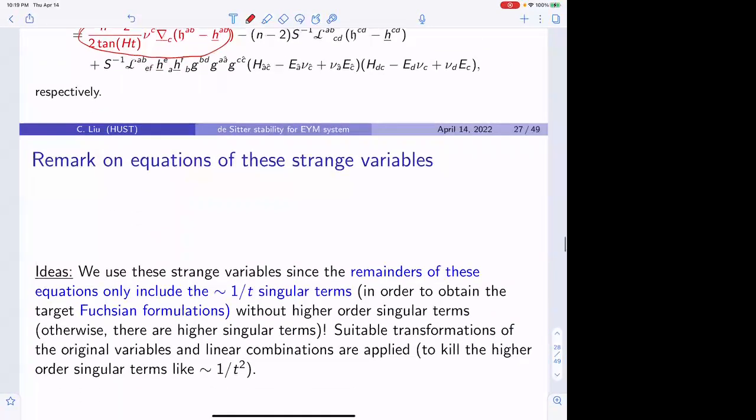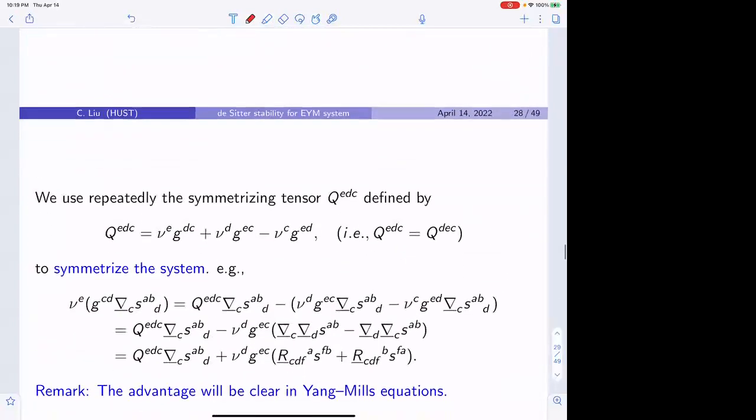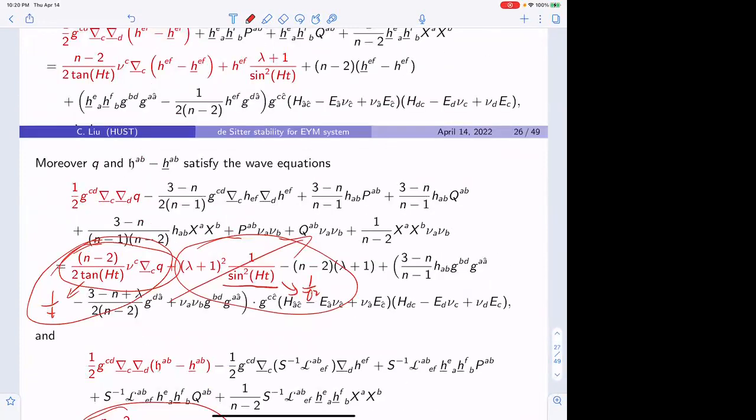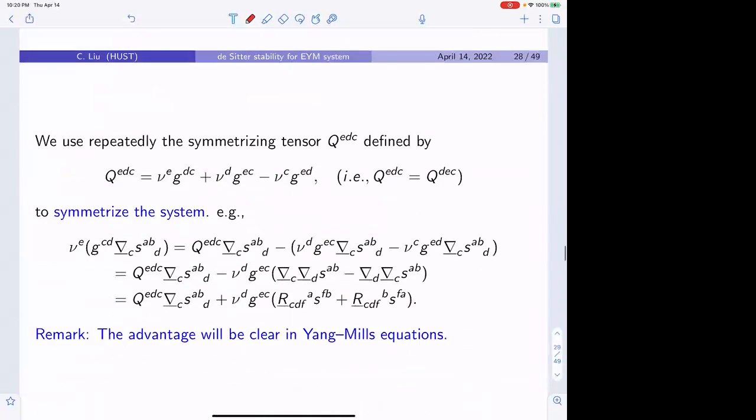Once we did that, we can try to write down the Einstein equation in Fuchsian form. You know, the Fuchsian formulation is just a singular symmetric hyperbolic system. So we have to symmetrize this system into a first order system. In order to write this second order PDE as a first order PDE, there is a standard method we can use. But in our paper, we introduce a symmetrizing tensor like Q, defined by this one.